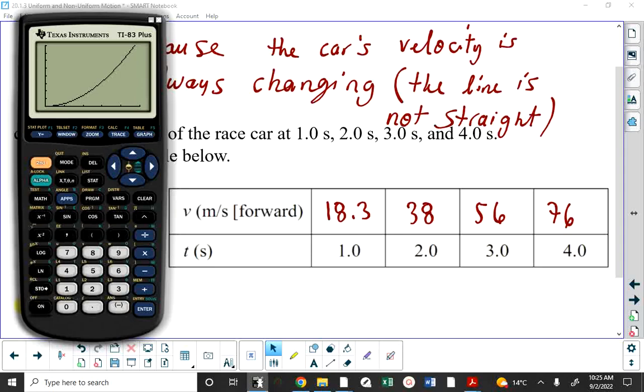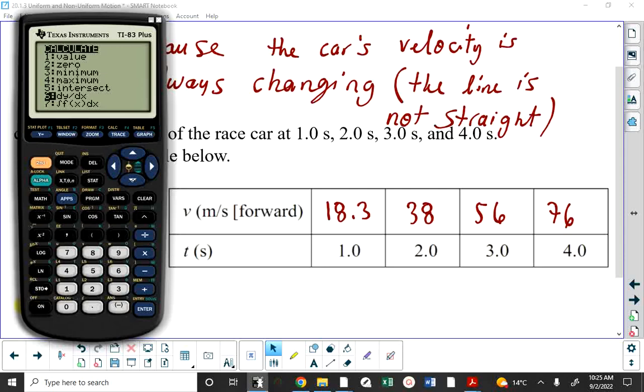You go to your calculate menu, which is second trace, and I wish I could explain to you why it's this set of symbols, but I can't. It's a calculate thing. Do you see it kind of looks like delta y over delta x? Kind of. Think of that as slope.